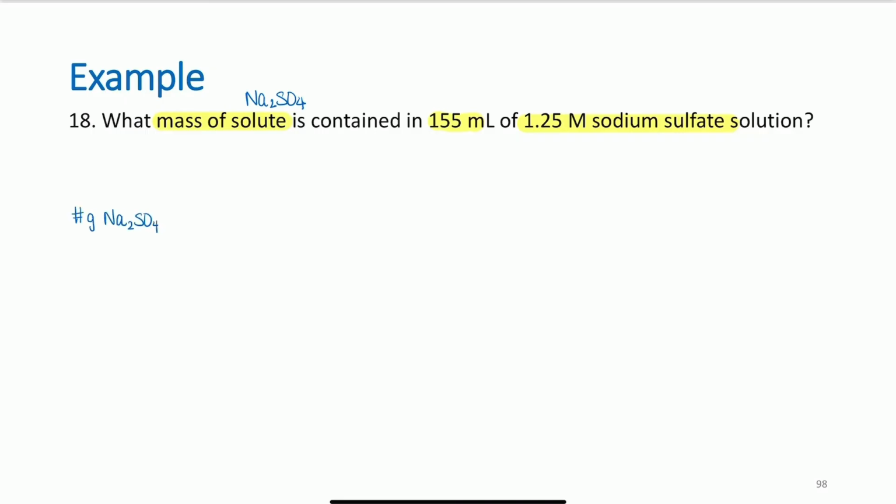Number of grams of Na2SO4 in 150 mL of a 1.25 molar solution. 1.25 molar means 1.25 moles of Na2SO4 to 1 liter of solution. 155 mL is the same as 0.155 liters. Why do I care? Because I need to convert this to liters to cancel out liters and get to moles of sodium sulfate. Now I'm in moles of sodium sulfate.